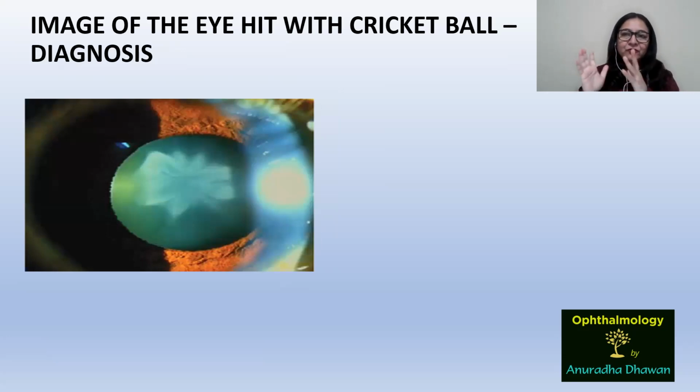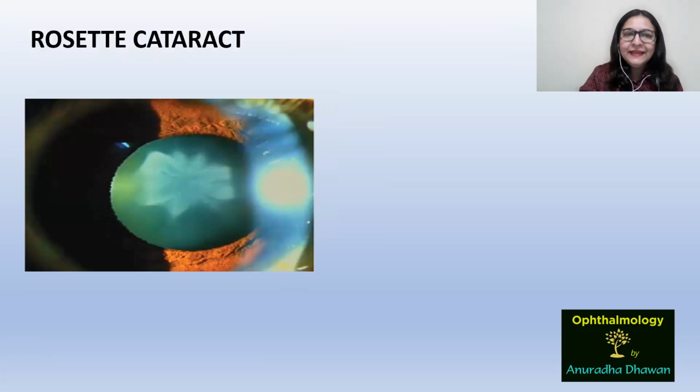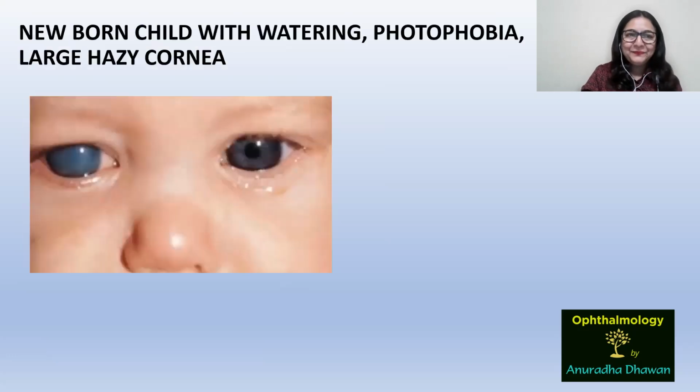Make the diagnosis. So slit lamp image has been given to you, history has been given to you, eye has been hit by the cricket ball. So if you notice over here, the cornea is clear, but what are we noticing in the central part? The pupil is dilated, and in the central part where you are looking at the lens, you can notice an opacity, and this opacity is like a flower, like a rosette. So this is your rosette cataract, which is seen after blunt trauma. Rosette cataract seen after blunt trauma.